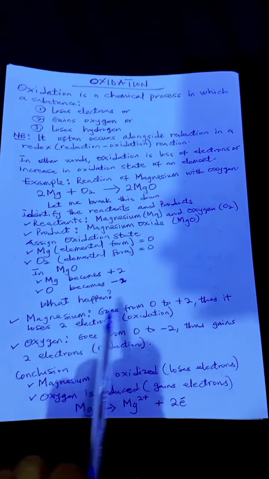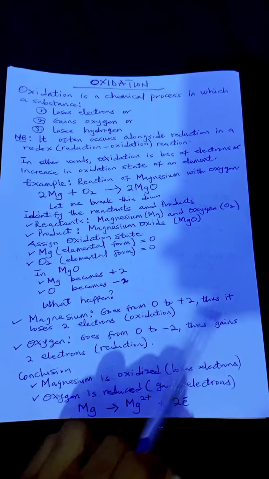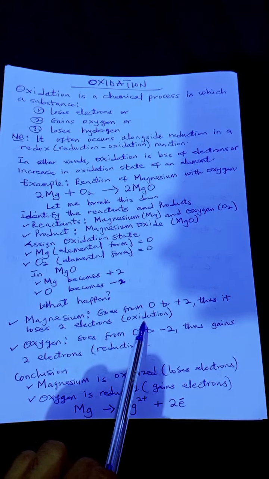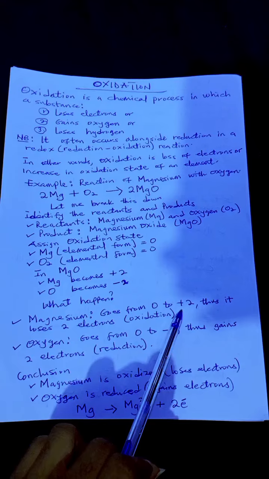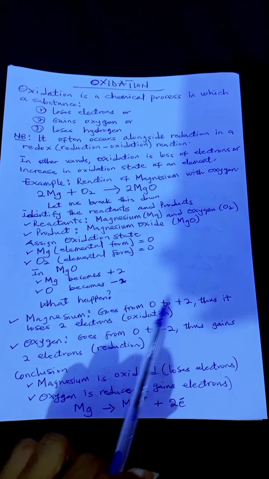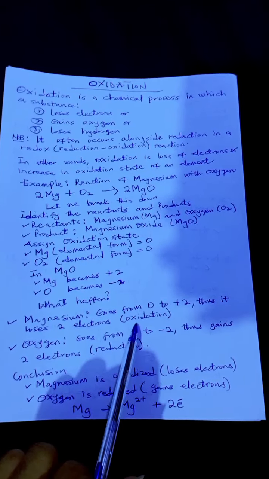So magnesium goes from 0 to +2, thus it loses 2 electrons. Oxidation. In science, anytime you see plus, it means that particular element is losing. So magnesium loses 2 electrons to become stable. Because it loses 2 electrons, it is oxidation.